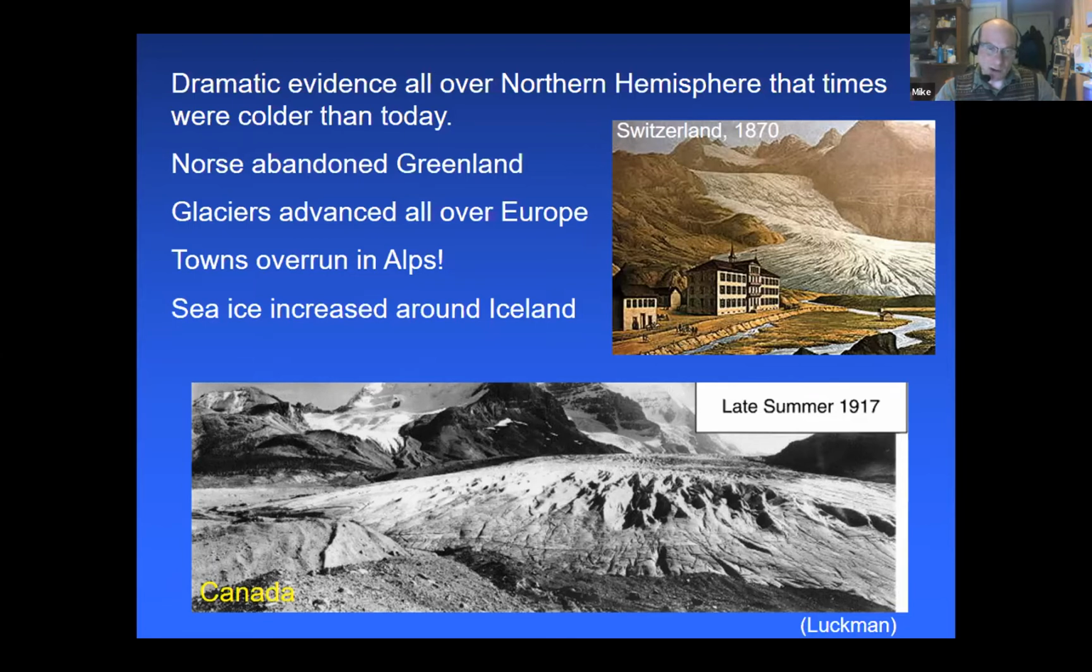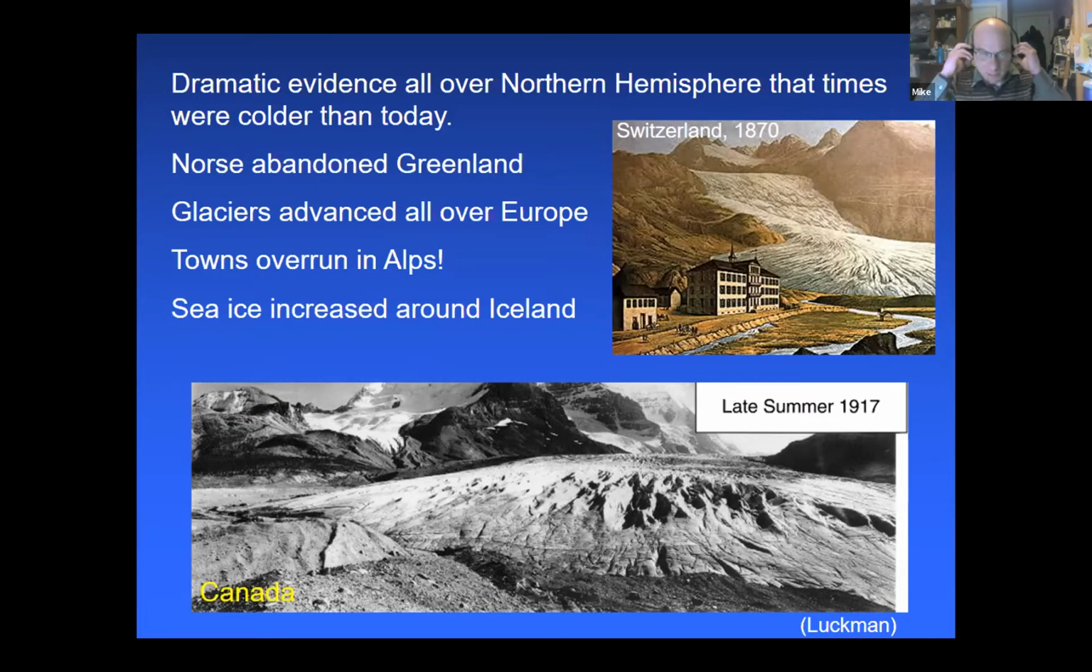I was looking for photographs from the 19th century of larger glaciers. And interestingly, I couldn't find any from the 19th century, even though we know that by the mid 19th century people were taking photographs. The earliest ones I could find were from the early 20th century. And at that point, the Little Ice Age period was coming to an end. Most places were warming up, but glaciers were still bigger.